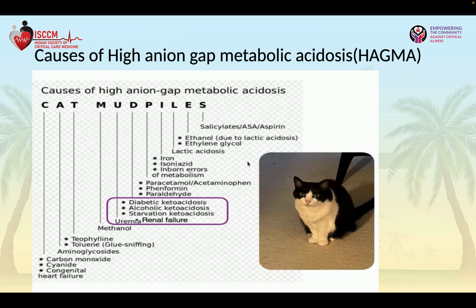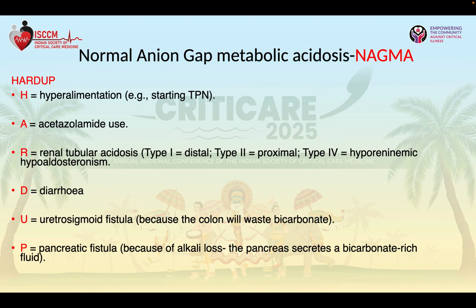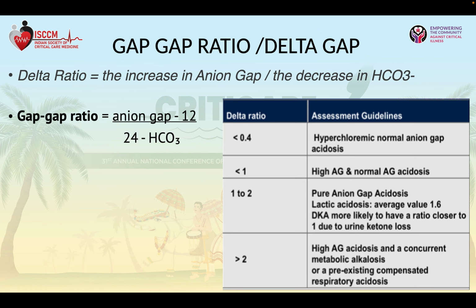So CAT, mud, piles. Similarly, for normal anion gap metabolic acidosis or NAGMA, it is hard up. So H for hyperalimentation or starting of TPN, A for acetazolamide use, R for renal tubular acidosis, D for diarrhea, U for ureterosigmoid fistula, and P for pancreatic fistula. So this is hard up.